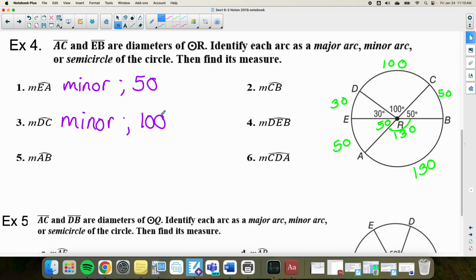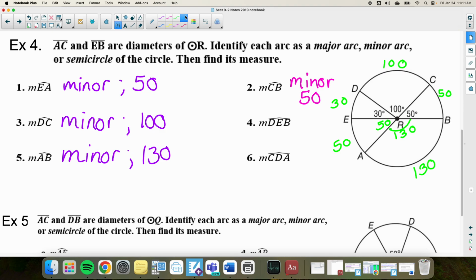I'm going down out of order here. Number 5 is AB. Two letters, so it's minor, and that's 130. And then they ask us for CB, two letters, so it's minor. And CB is 50.